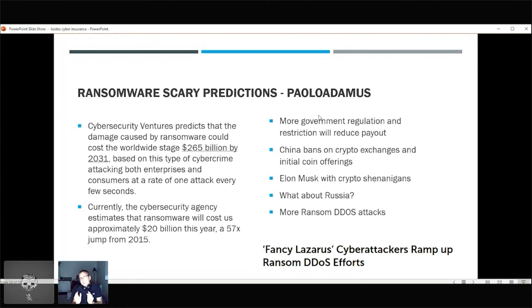But I think what we didn't see so much is the DDoS type of ransomware attacks, where your company is subject to a DDoS attack and the cyber criminal asks you for a ransom to stop it. But there was one event just a couple of days ago where Fancy Lazarus ramped up those efforts. So I think we're going to see more of that for sure. In terms of damages from cyber ransomware, if the governments in the US and Europe put all these conditions in place, we are going to see less of that for sure.